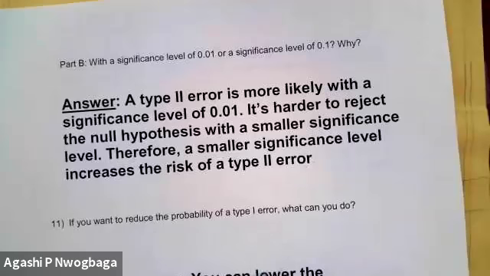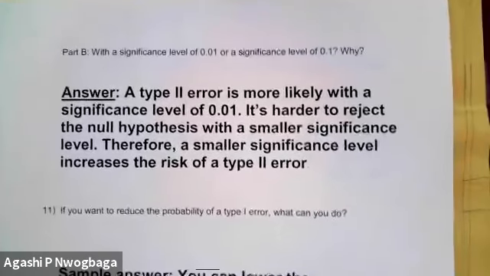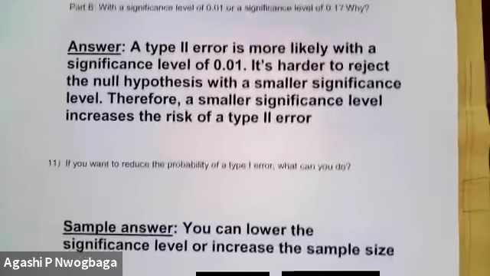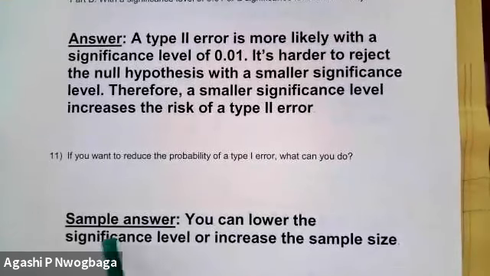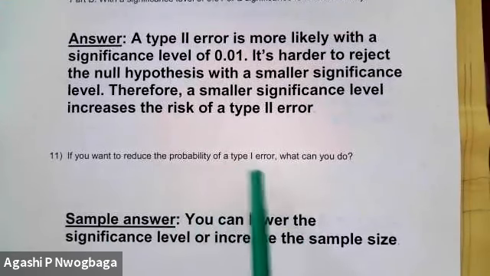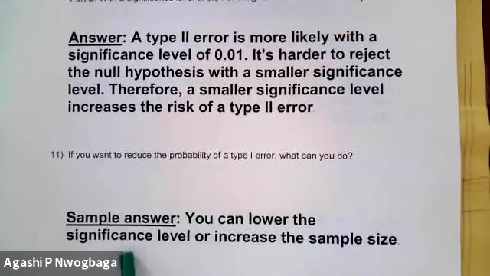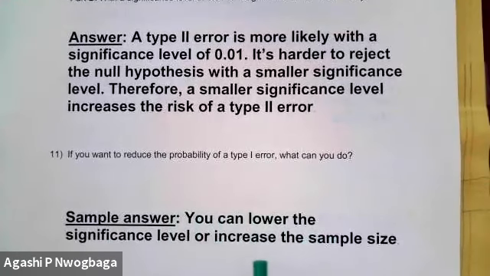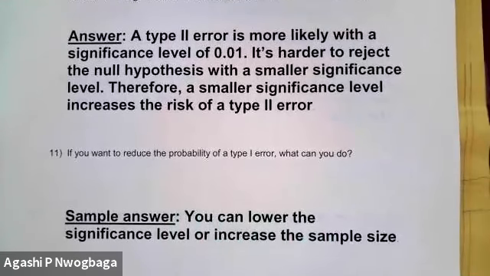If you want to reduce the probability of a type 1 error, what can you do? Sample answer: you can lower the significance level or increase the sample size. This will help reduce the probability of a type 1 error.